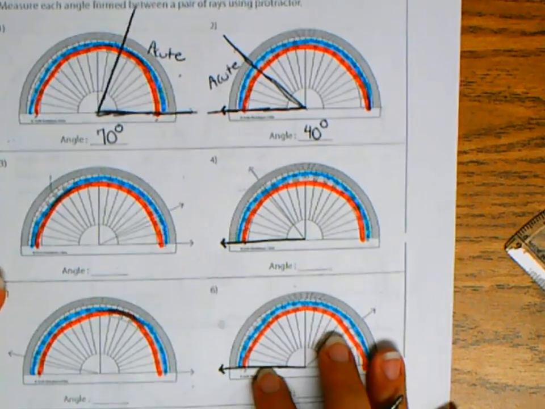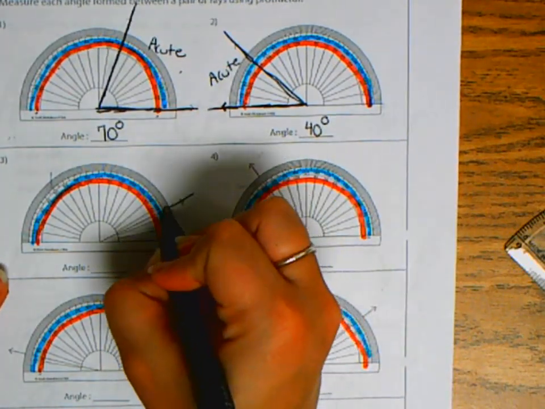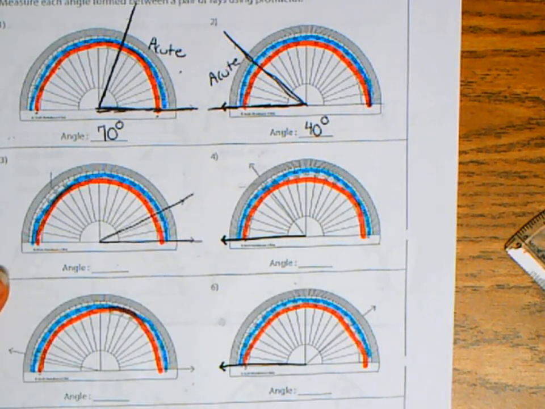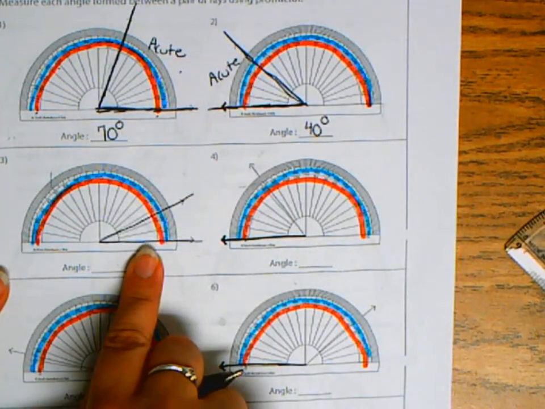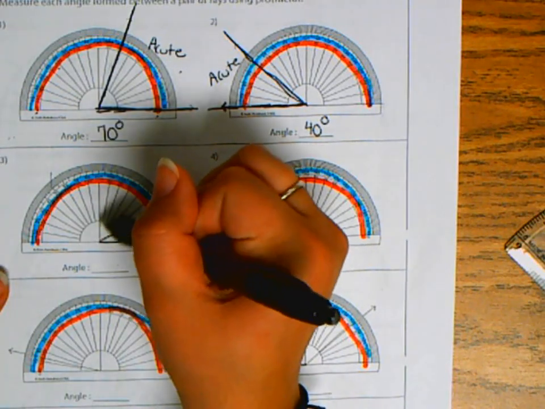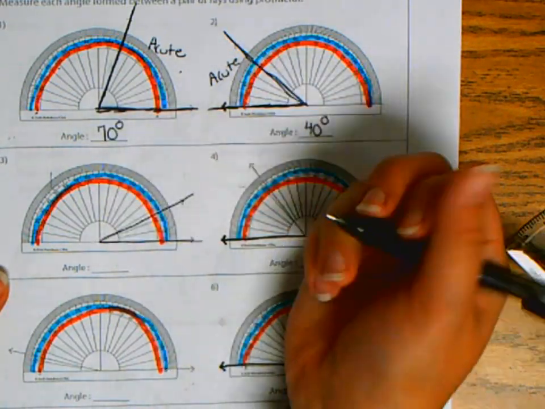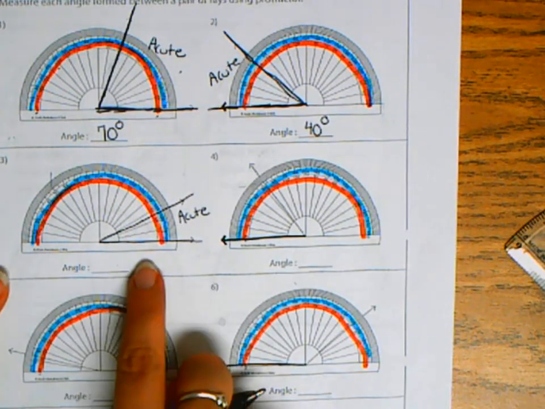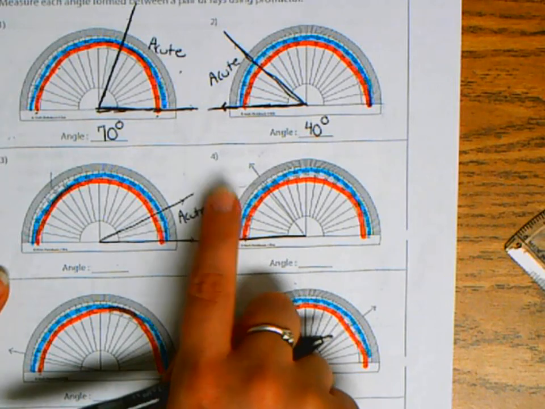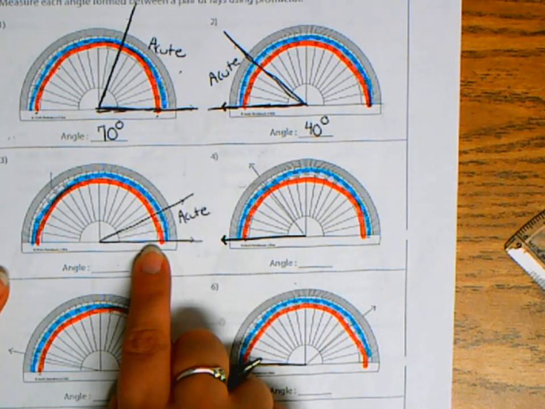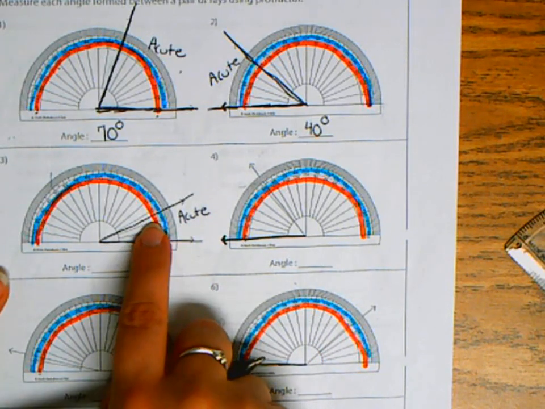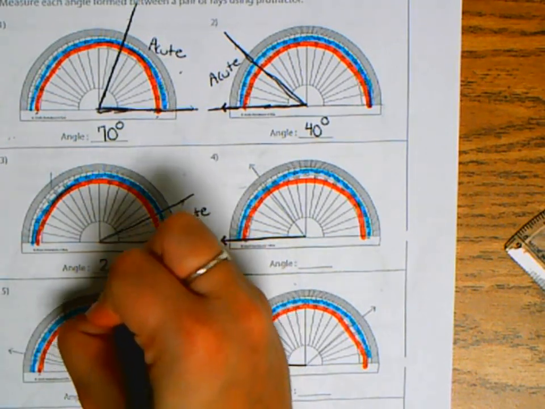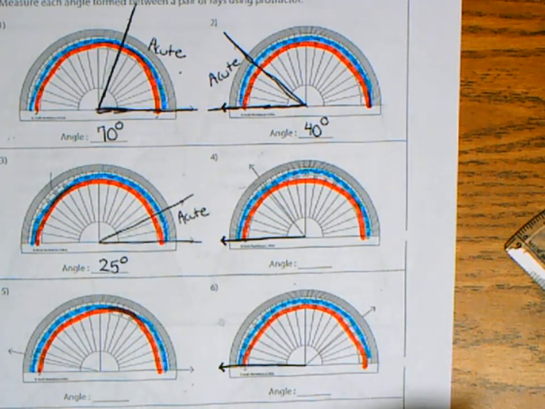So let's look at this next one. So here's my angle. That is way less than 90, right? Because here's our 90 degrees right here. So that's less than 90, so that's an acute. I know that it is opening to the right, so I'm going to use the bottom set of numbers. And that's 10, 20. It's exactly between 20 and 30. So this makes this a 25-degree angle.